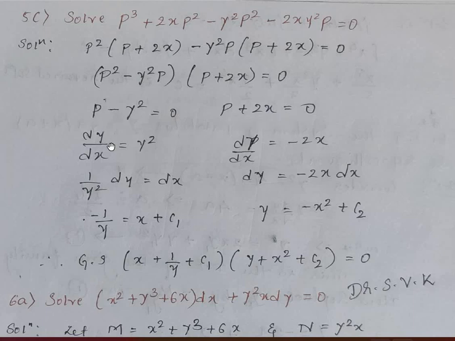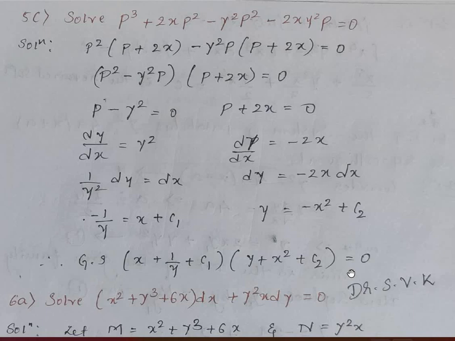P is nothing but dy by dx. So dy by dx equals y square, and here dy by dx equals minus 2x. Go with variable separable and integrate on both sides. You are going to get the general solution as x plus 1 by y plus c1 and y plus x square by c2 equal to 0. This is the required solution for the given differential equation.